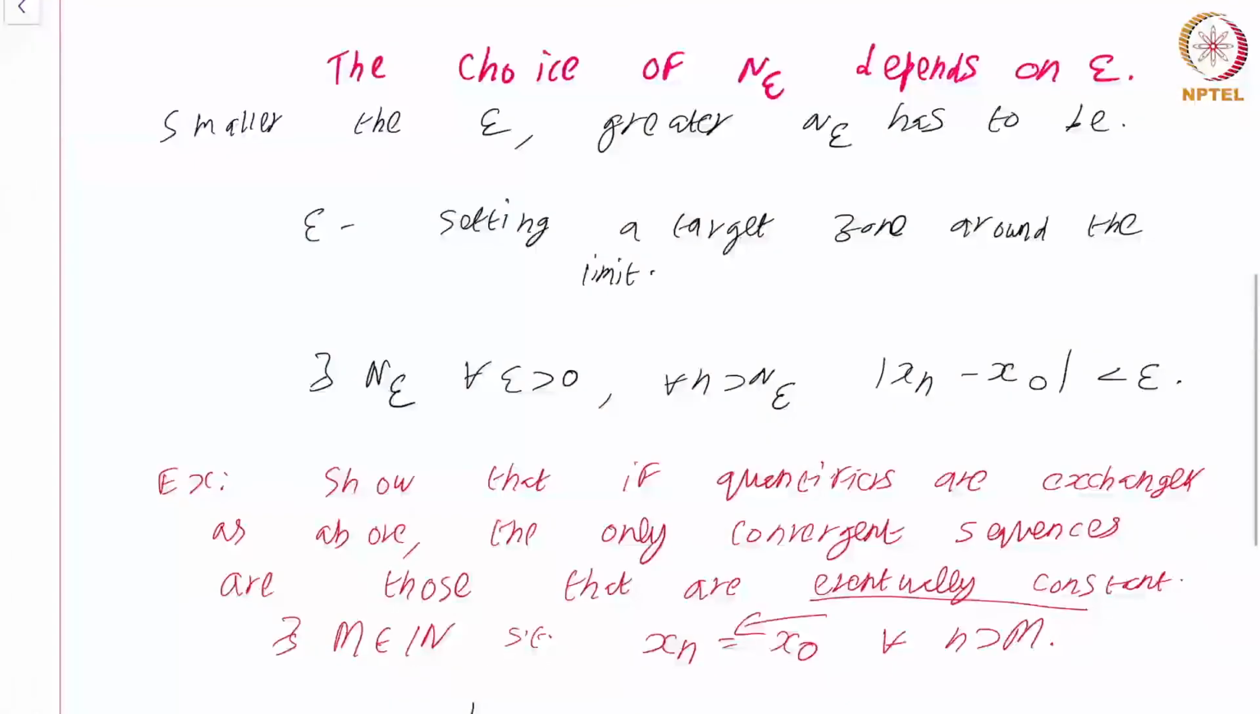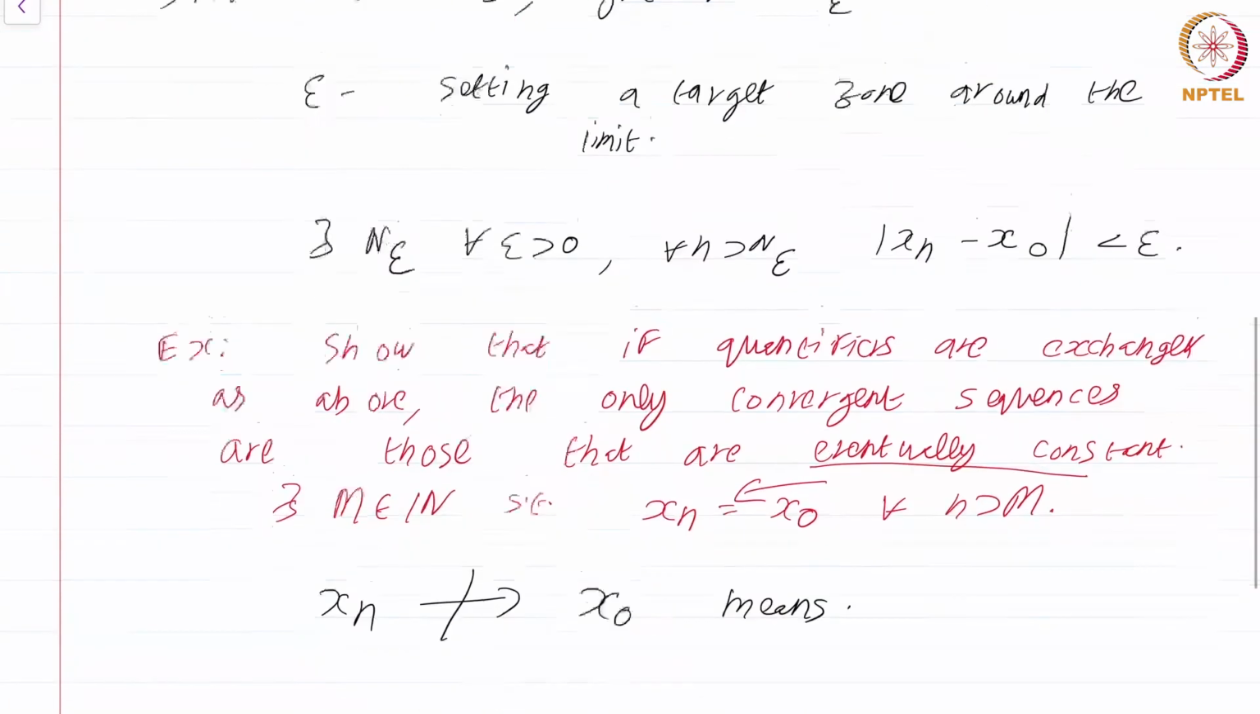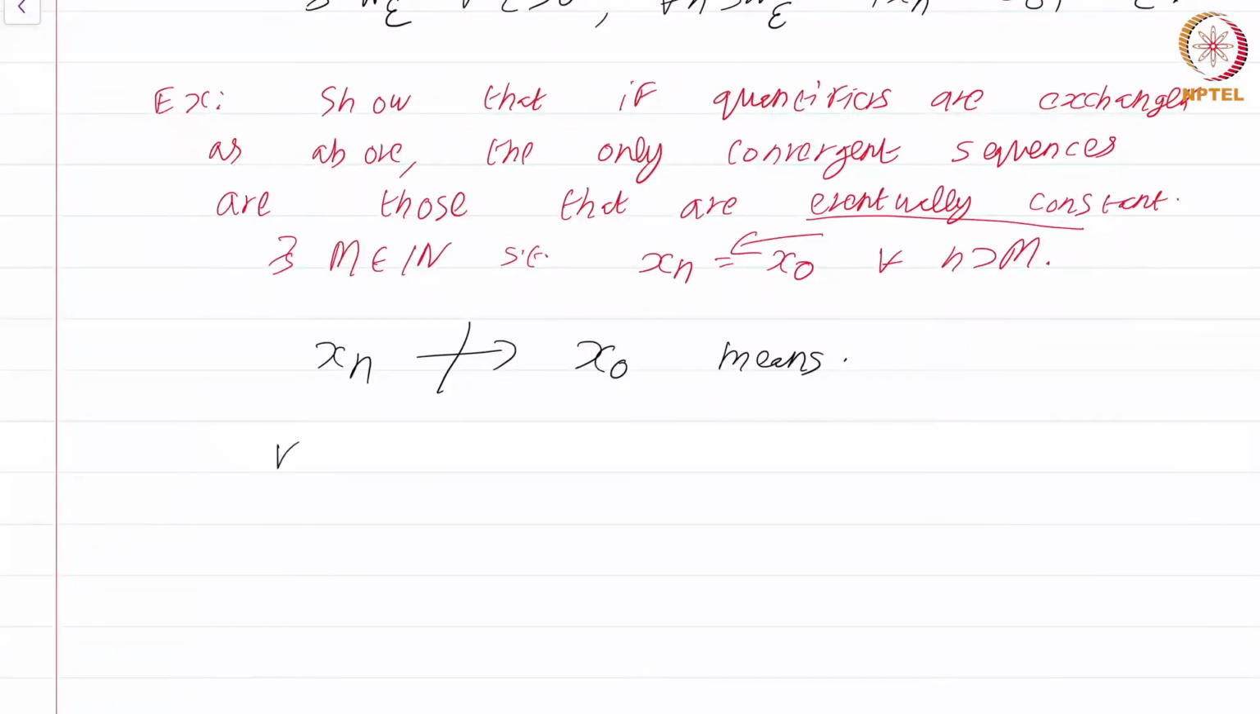What was the definition in logical symbols? It was just: for each epsilon greater than 0, there exists n epsilon in natural numbers such that for all n greater than n epsilon, mod xn minus x naught is less than epsilon. This is the definition of xn converges to x naught. Well, we have to negate this.